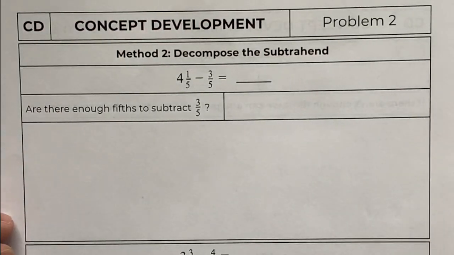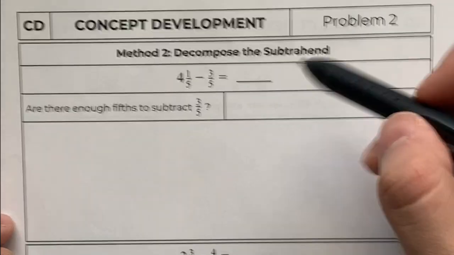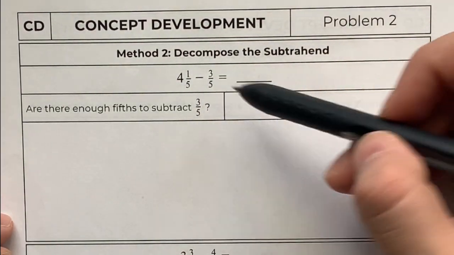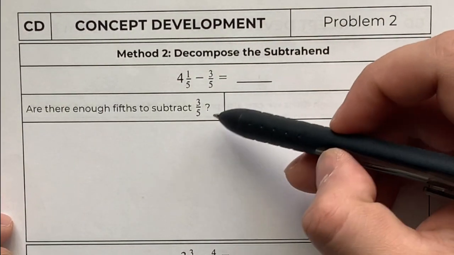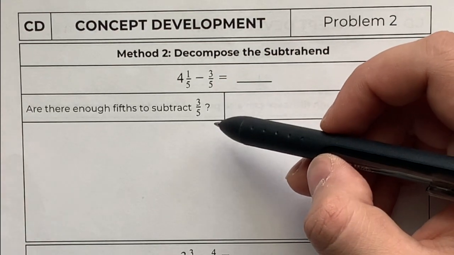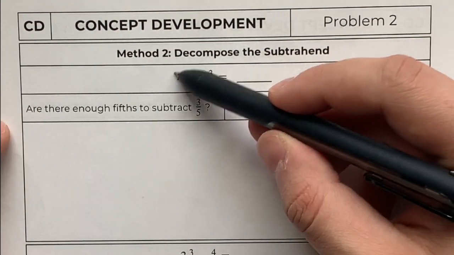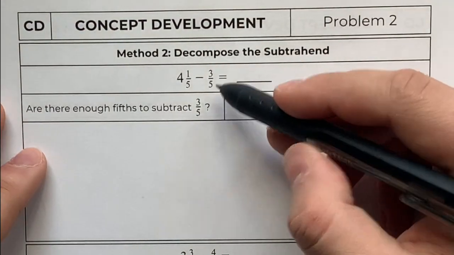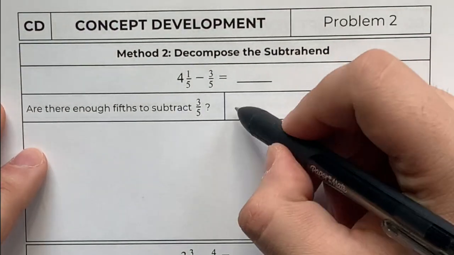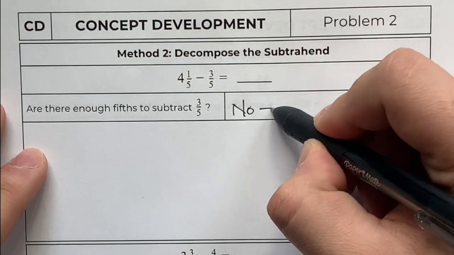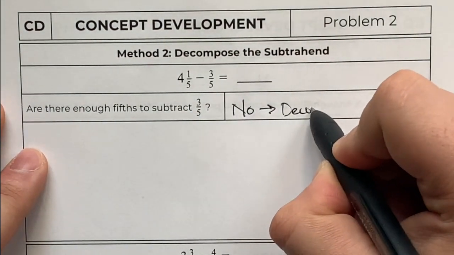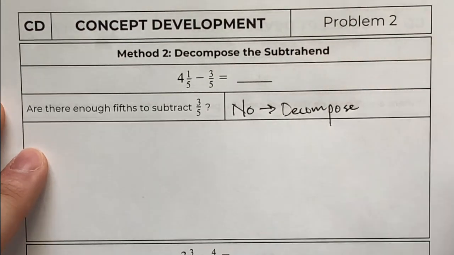Now let's talk about what happens if your subtrahend is greater than the fraction in your minuend. So in this case, the question I'm going to ask myself still is, are there enough fifths in my minuend to take away the subtrahend? 3/5 is greater than 1/5, so that's a no. And that means I have 2 choices. For this one, we're going to decompose the subtrahend.